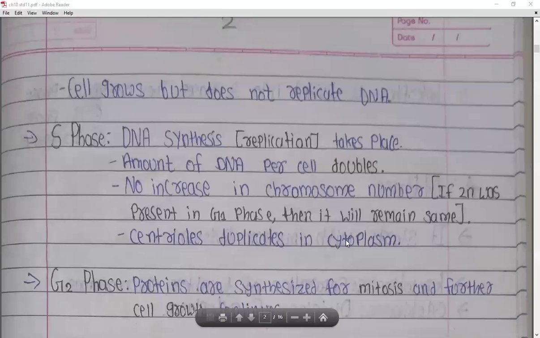The centrioles duplicate in the cytoplasm. These centrioles are responsible for carrying out the final cell division procedures, right? So in the S phase, when the replication is taking place, the centrioles are also side by side duplicating themselves in the cytoplasm.